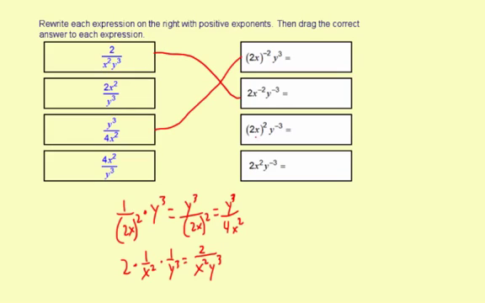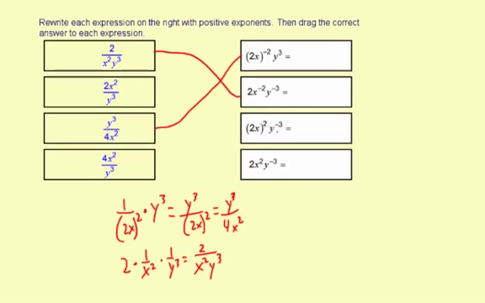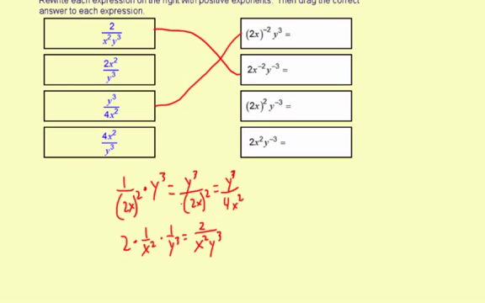Now the next problem is 2x squared, the whole thing squared, times y to the negative 3. So this time the y is going to be a reciprocal situation. And here's the work for it. So it's going to be 2x quantity squared times 1 over y to the third. So there's a reciprocal part of it. And then it's just simplifying.